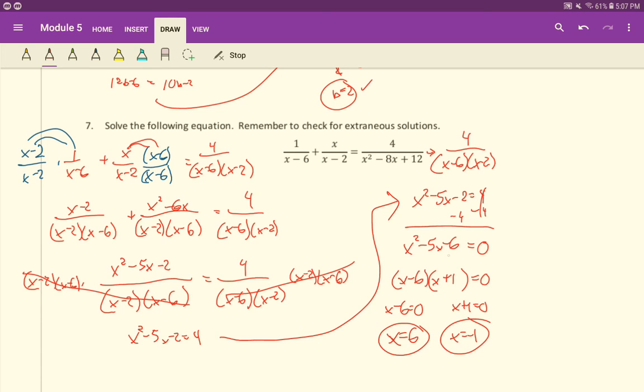Okay, now check your answers back. If you look up here, 6 is going to cause a problem there, isn't it? So we got to throw 6 out. It's extraneous. Does negative 1 cause any problems? Negative 1 minus 6, okay. Negative 1 minus 2, okay. And then if you plug negative 1 in there, you'll also be okay. Not equal to 0. So there's our only solution.